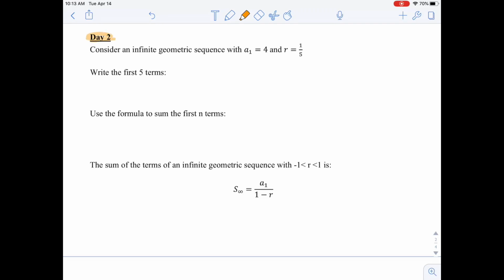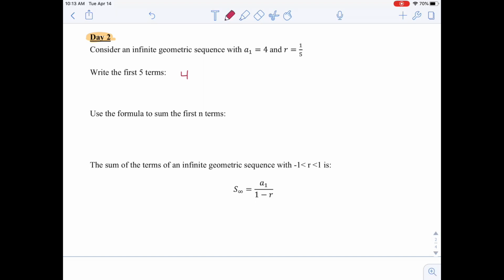Okay, so today we're on to day 2 of geometric sequences and series. A little bit here with a recap from yesterday. Consider an infinite geometric sequence where a sub 1 is 4 and r is 1/5. Write the first 5 terms.